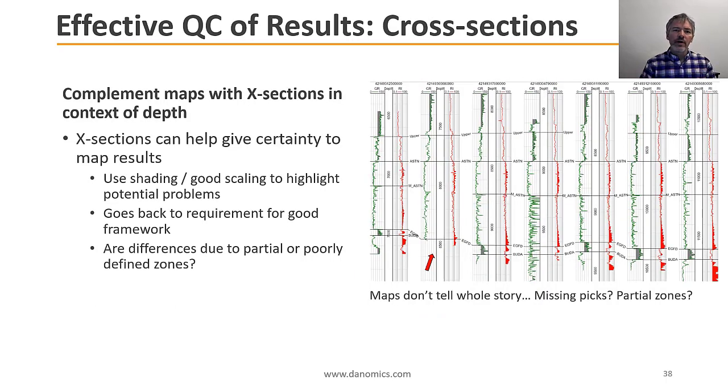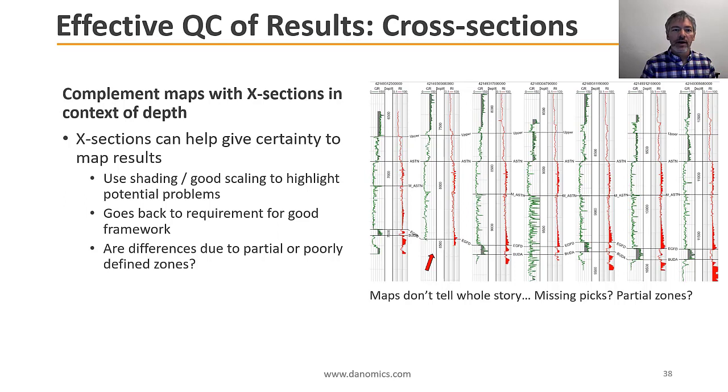Another effective way to QC results is through cross sections. So once again, it's another geoscience tool that you as the petrophysicist may not have access to in your traditional petrophysics package. The reason I like cross sections is they put everything in the context of depth, and they can help us either feel more certain about what we're seeing with our mapped out results, or they can explain why we may be seeing some variations in our maps.